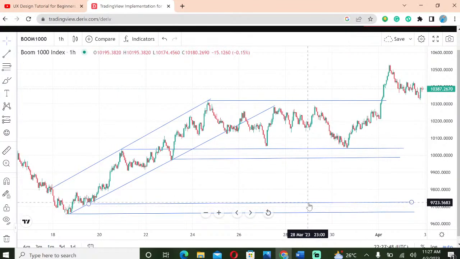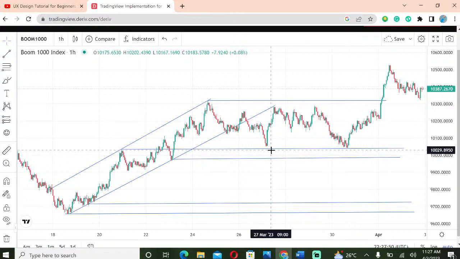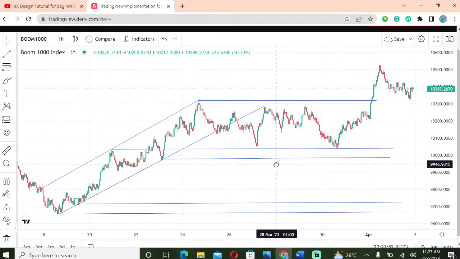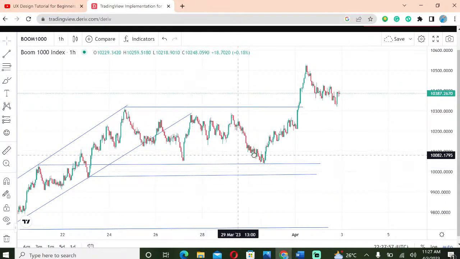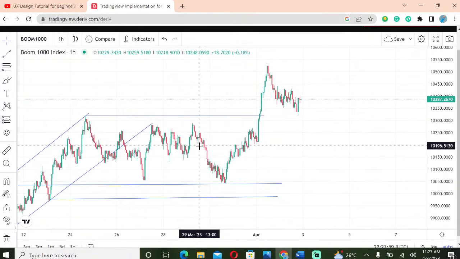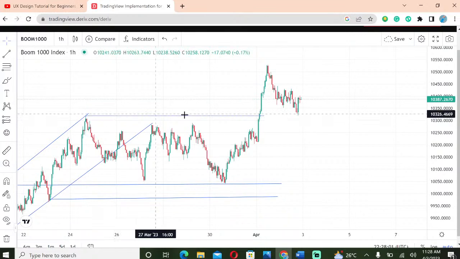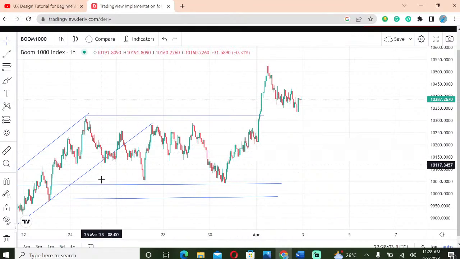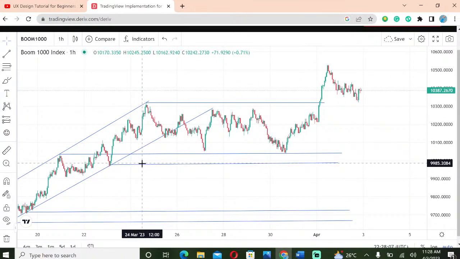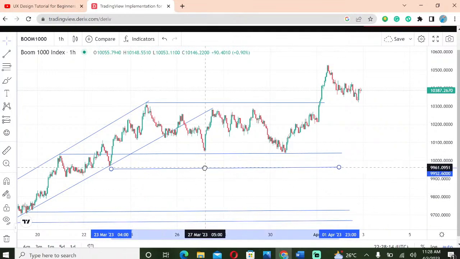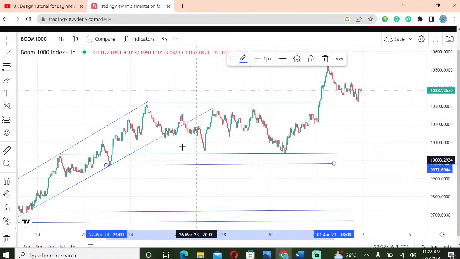So all these levels that we identify have become our support area, which we have to look at and identify very well. And you see, we have identified that particular zone, and we identify this zone too. We identify this particular one also. We identify this, and we identify this. So that is how we have done it on the 1 hour time frame.